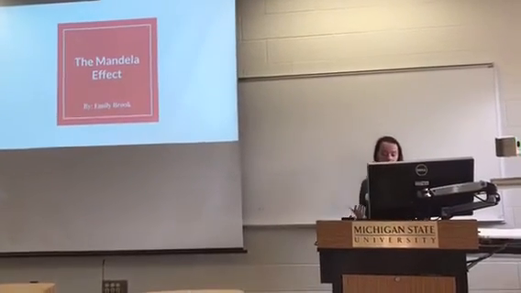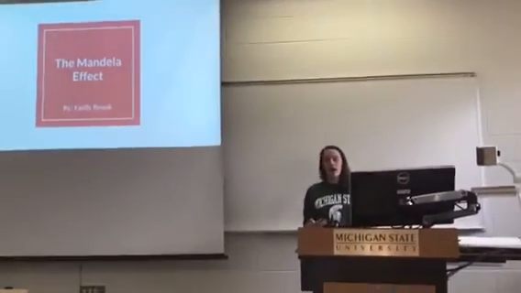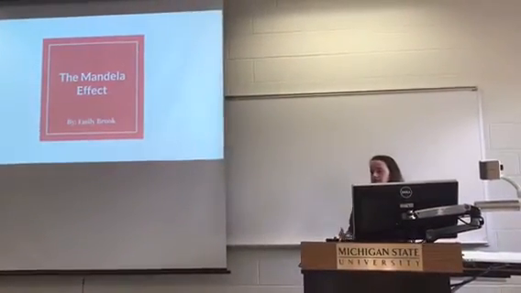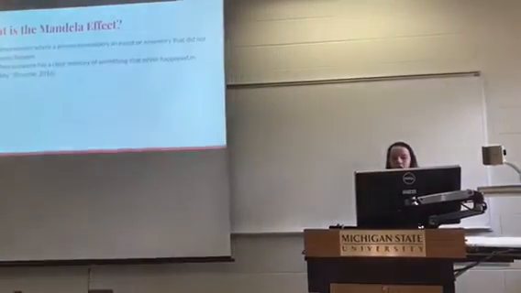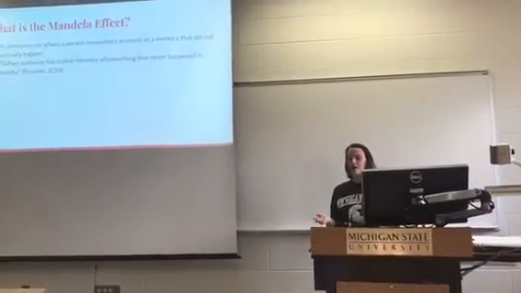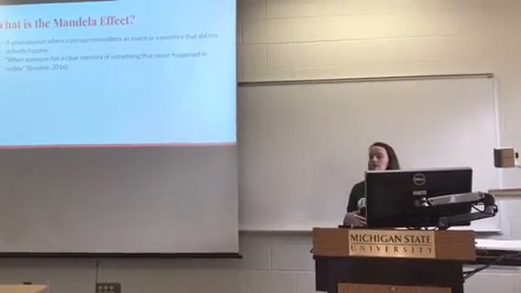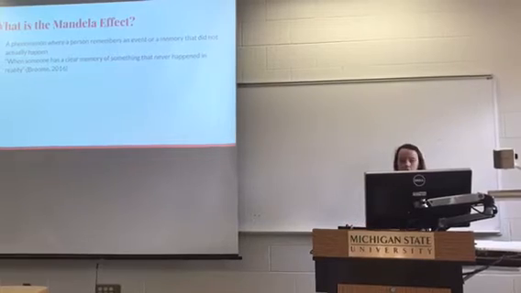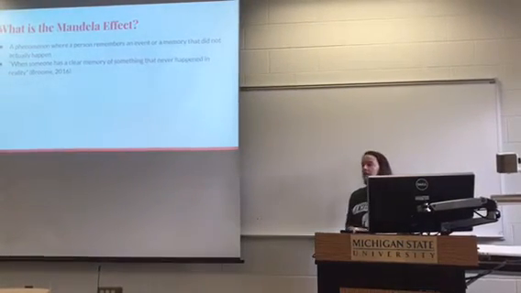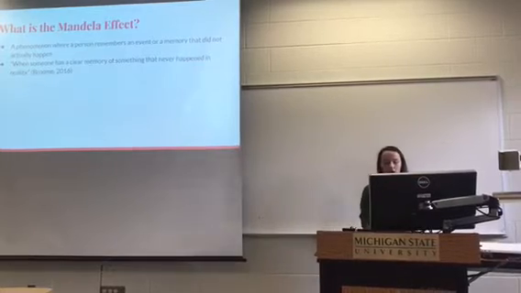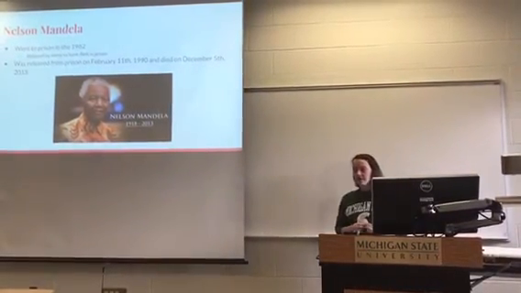So to get a better understanding, I'm going to tell you about how it started, the science supporting it, and use some real life examples. So first is background. So what is it? A lot of people describe it as a phenomenon where a person remembers an event or memory differently from what actually happened. And a more technical quote would be when someone has a clear memory of something that never actually happened in reality.